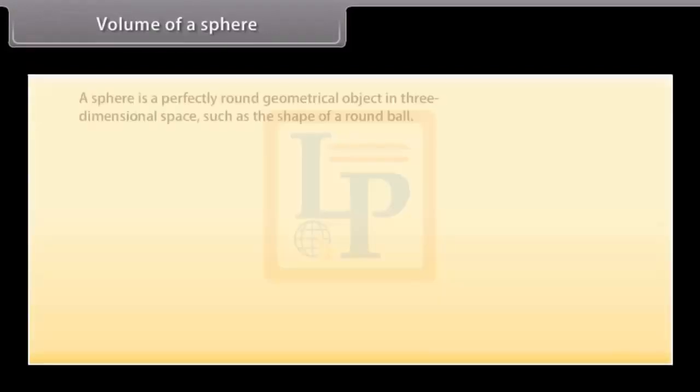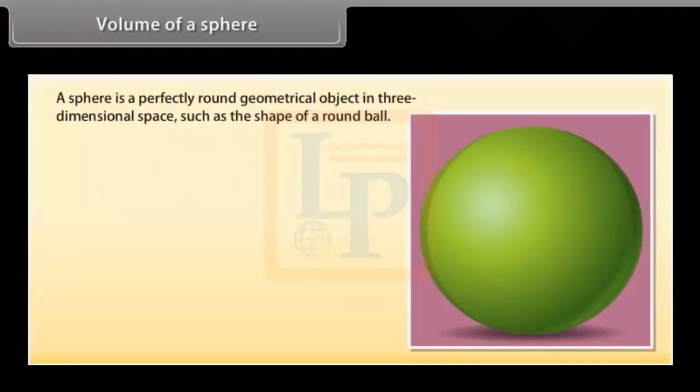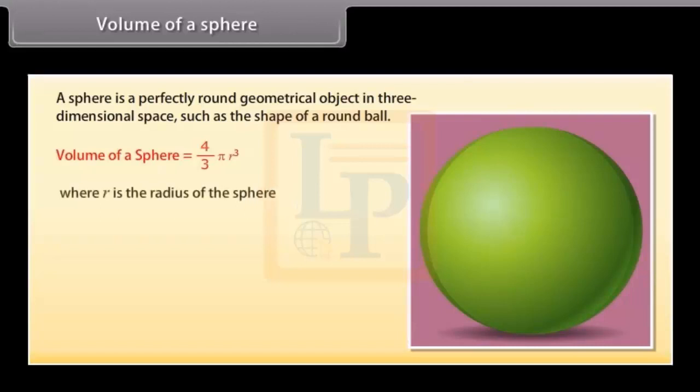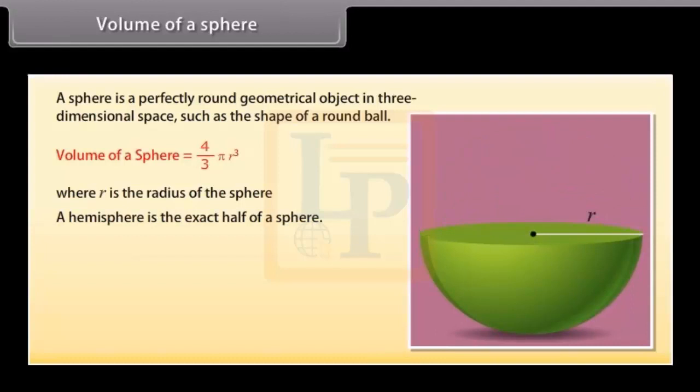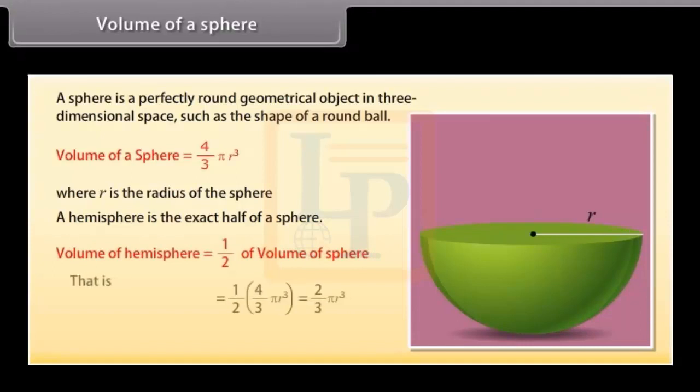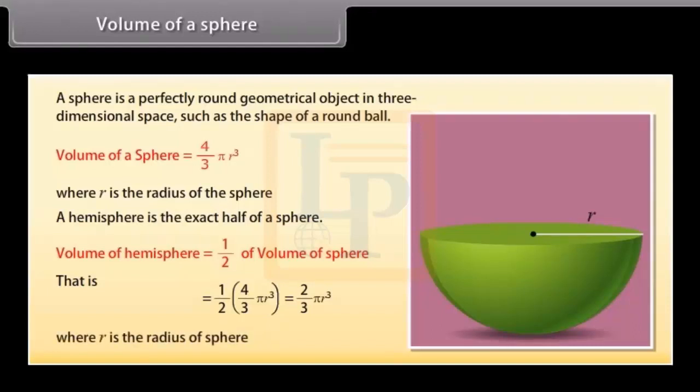Volume of a sphere. A sphere is a perfectly round geometrical object in three-dimensional space, such as the shape of a round ball. The volume of a sphere is given by 4 upon 3 pi r³, where r is the radius of the sphere. A hemisphere is the exact half of a sphere, and its volume is half the volume of the sphere. That is, volume of hemisphere is 1 upon 2 into 4 upon 3 into pi r³, which is equal to 2 upon 3 pi r³, where r is the radius.